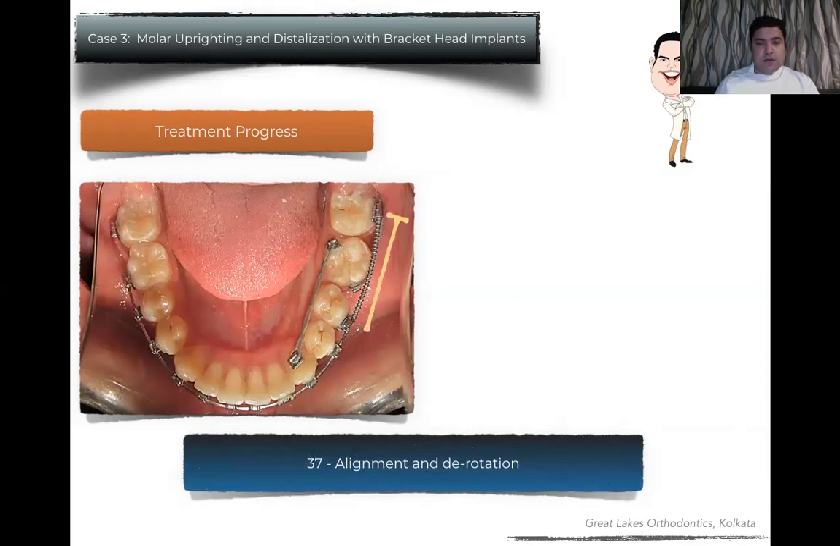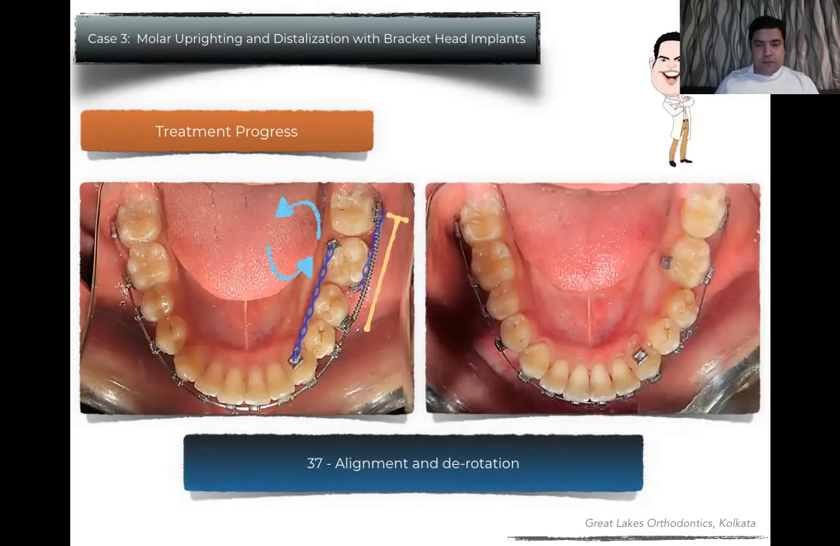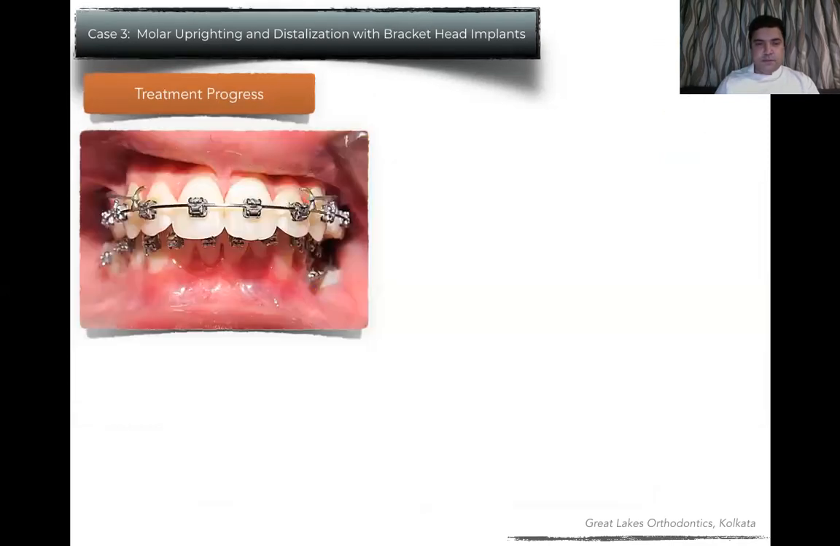So now what we have done is we have placed an open coil spring which is not activated, just to maintain the space. And then we are using a couple in the form of an E-chain to derotate the 3/7. So after a few months, when enough derotation has happened, we placed an eye-tie for minor corrections, whichever was pending. So that's for the derotation.